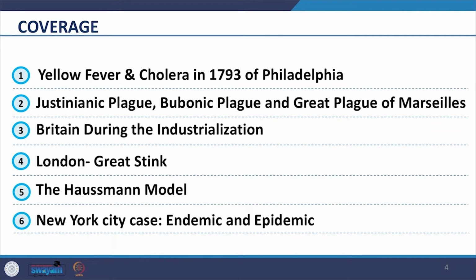Thereafter, we will read through narratives of Britain from the perspective of health during the industrialization period and key findings and reform in the period related to health. Furthermore, we'll look at the narratives from London at the time of the Great Stink. We will also look at Paris, the Haussmann model. We will also see New York City's case concerning endemic and epidemic.